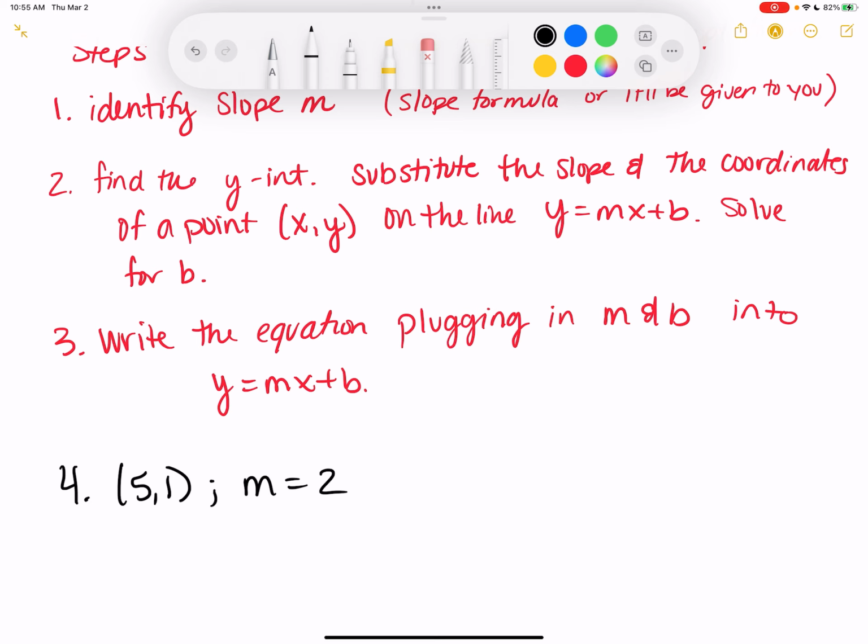So then what I need to do is find the y-intercept. I'm given a slope and I have a point, so I'm going to plug this into the equation y equals mx plus b. Plug in everything that we know, and solve for b, which is our intercept. So y, which is 1, is equal to m, which is 2, times x, which is 5, plus b. So this is x, y, m, and we're plugging into y equals mx plus b.